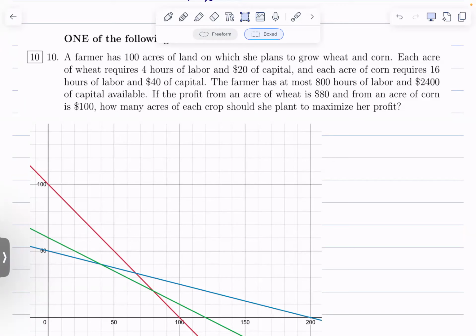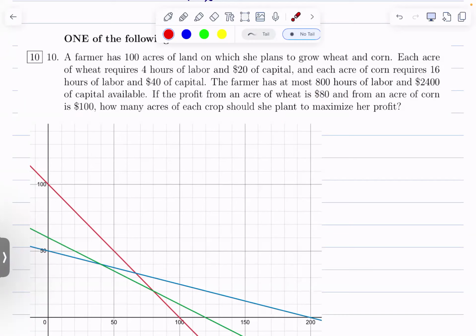A farmer has 100 acres of land on which she plans to grow wheat and corn. Each acre of wheat requires 4 hours of labor and $20 of capital. And each acre of corn requires 16 hours of labor and $40 of capital. The farmer has at most 800 hours of labor and $2,400 of capital available. If the profit from an acre of wheat is $80 and from an acre of corn is $100, how many acres of each crop should she plant to maximize her profit?